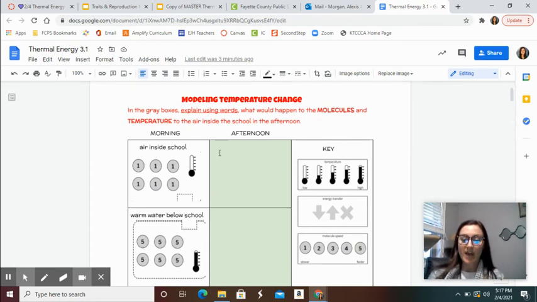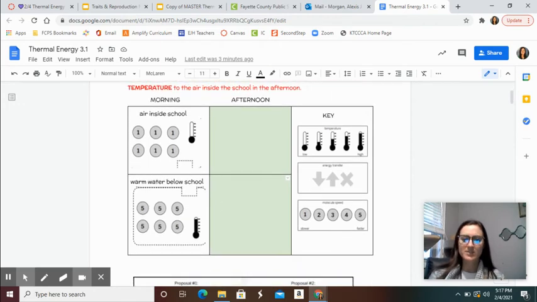Are they going to be moving fast or slow in the afternoon? And we're talking about the air inside the school. Then down here, what's going to happen to the water after school? Think about it in terms of the fact that it's probably going to either have been used if it's groundwater, because remember, the groundwater pumps up and through and then leaves. But the water heater will pump all the way through and come back through.